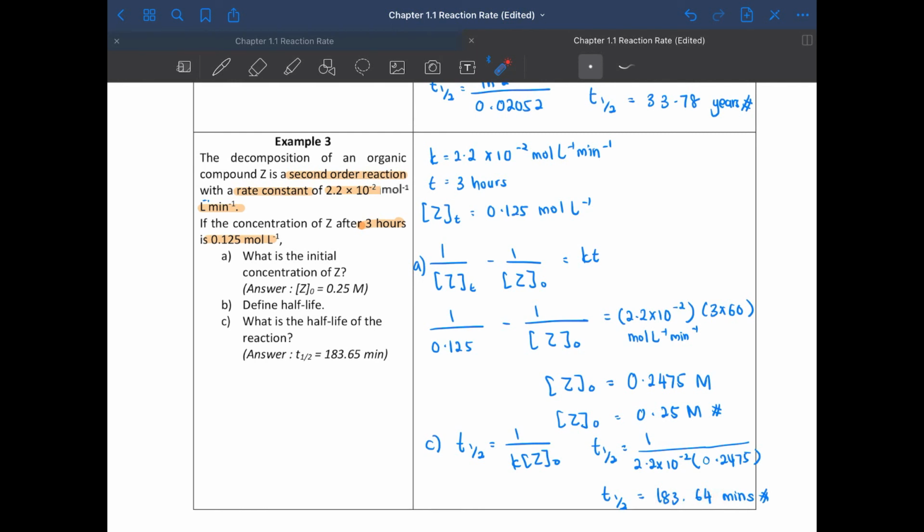Okay, you have to use 4 decimal places for value of Z0. If not, you are not going to get this answer.